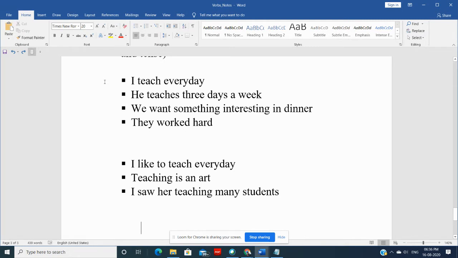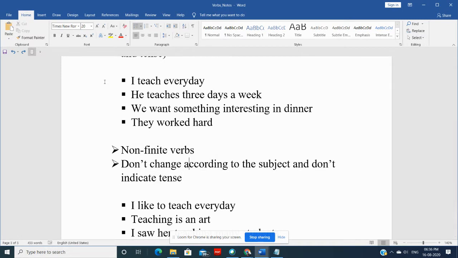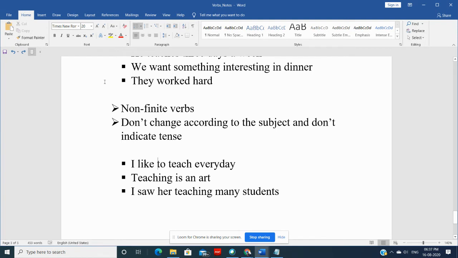Now, the other type of verb is the non-finite verb. They don't change according to the subject and they don't indicate tense either. Look at these sentences. I like to teach every day. Teaching is an art. I saw her teaching many students. In the first sentence, to teach looks like a verb, but it doesn't change according to the tense, nor does it change according to the subject.